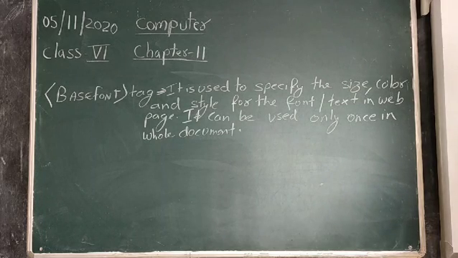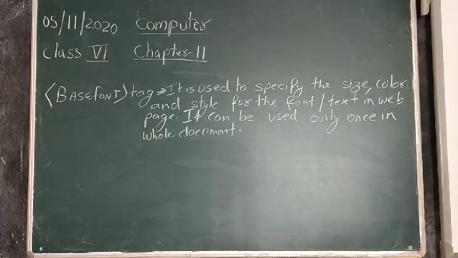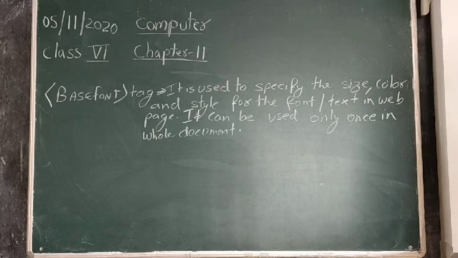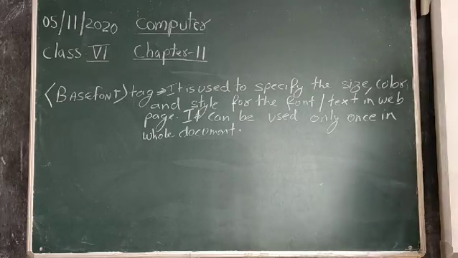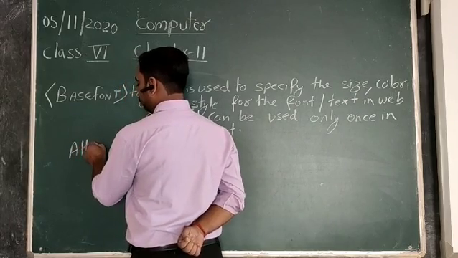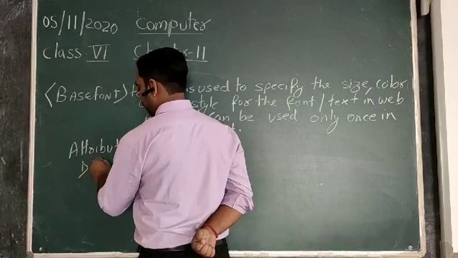Now, the different attributes of the base font tag are: the first one is the size attribute, then color and the face attribute. The size attribute is used to change the size of the base font, and it determines the document base font size. The default value of this attribute is 3, but it varies from 1 to 7. Now the attributes: the first one is size.